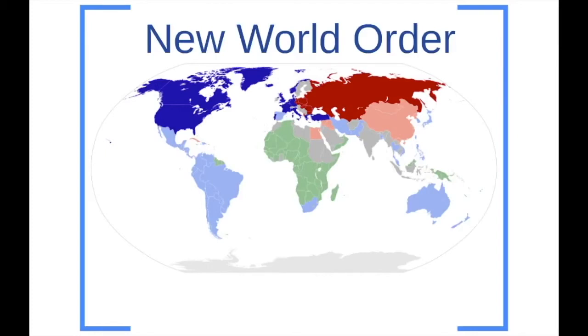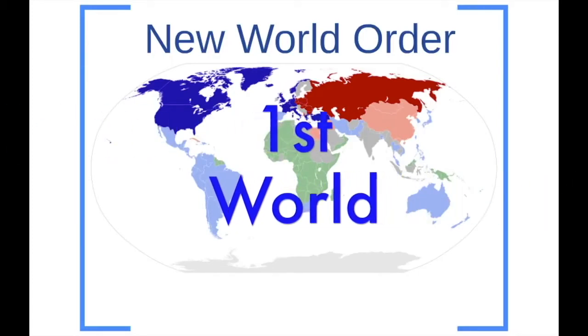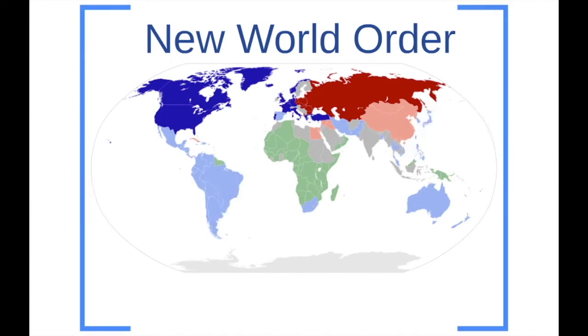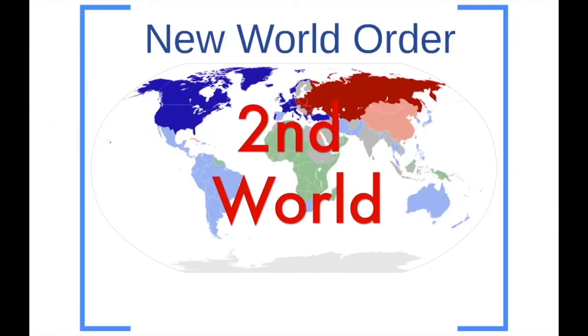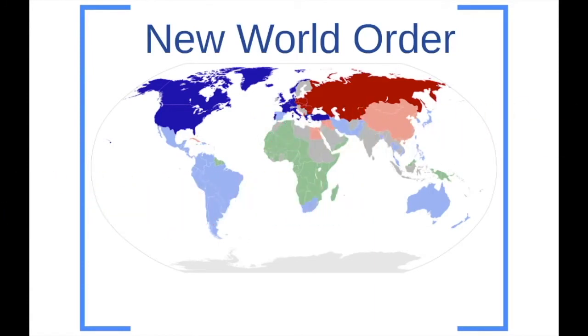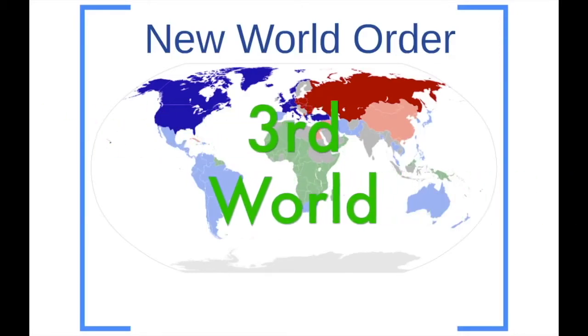The orders we have are the first, second, and third world. The first world is considered to be the states that industrialized first and associate themselves with Western democratic culture. And they're the states that are in dark blue and light blue. The second world is the area of the globe that industrialized second and are associated with Russia or socialist states. And they're the ones in dark red and light red. And then we have the third world order, which are the states in green.